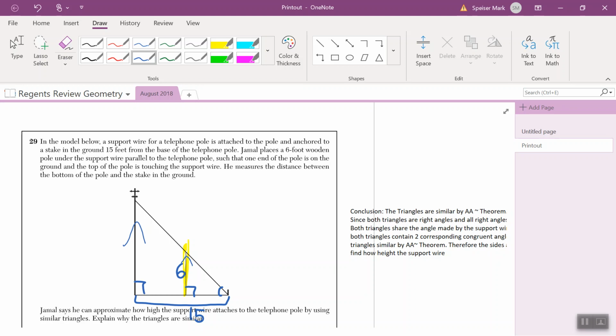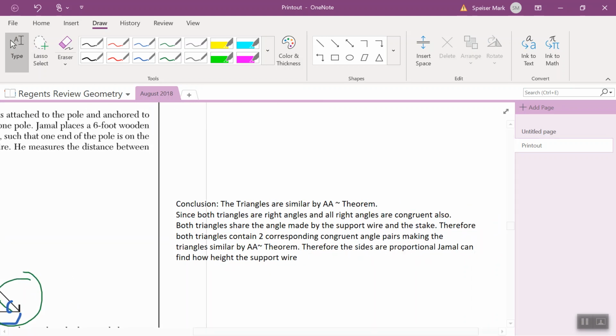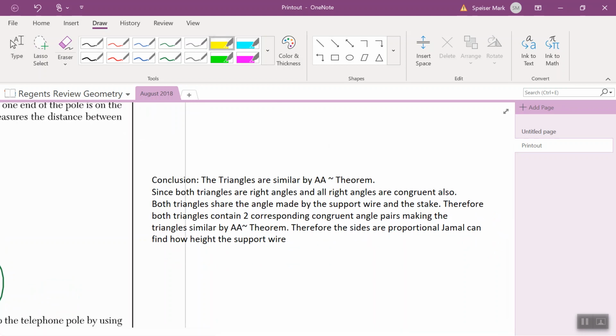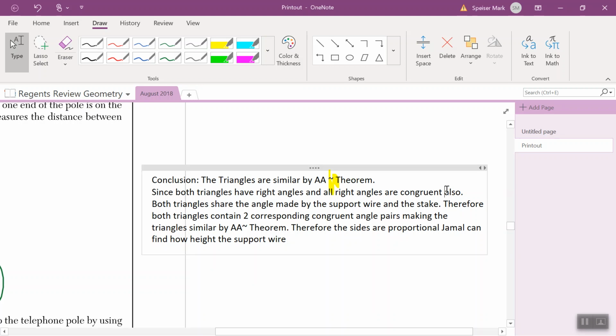The numbers don't really matter. You're just using the fact that there's a right angle here and a right angle here, and that both triangles share this angle that I'm marking off in green, and that makes use of the angle-angle similarity theorem, and this is how you can write your conclusion. The triangles are similar by the angle-angle similarity theorem. This little squiggly line means similarity. Since both triangles have right angles and all right angles are congruent, also, let's make it a capital A, put a comma there.